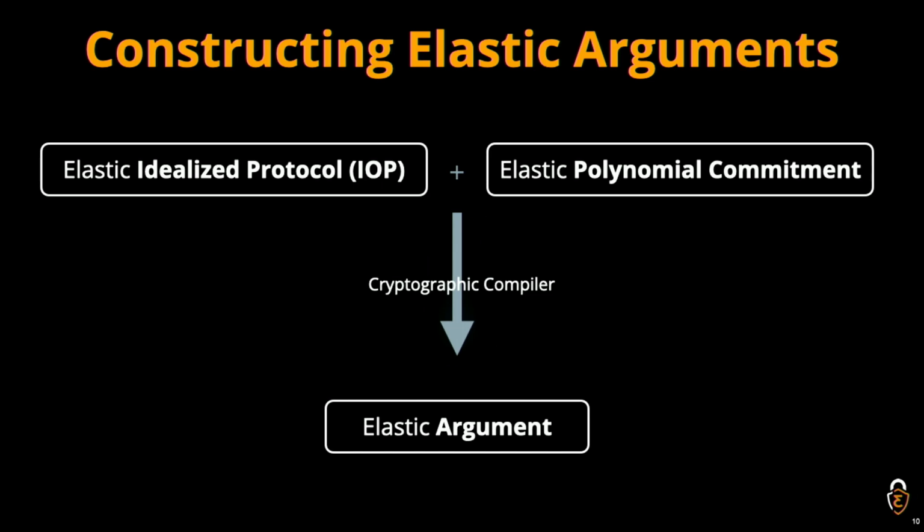And we have this theorem, this cryptographic compiler, that says that if you have an elastic theoretical idealized protocol and an elastic polynomial commitment, guess what? You can get an elastic argument at the end. And so for the remainder of this talk, I'm going to concentrate on these two components and give you an overview of how this can be done.